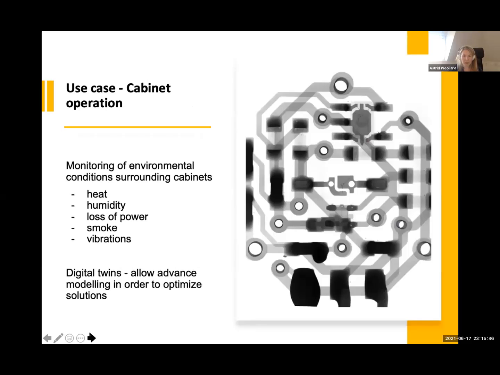So we settled on the use case of environmental monitoring of conditions surrounding a control cabinet. And this includes, for example, heat, humidity, loss of power, amongst others. And we can use the digital twin there to optimize any kind of solutions according to the model. And my colleague will now walk us through the digitalization taxonomy and the different pattern types.